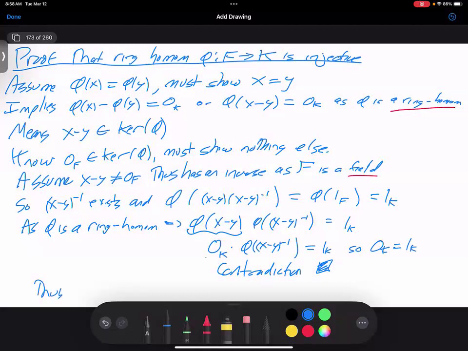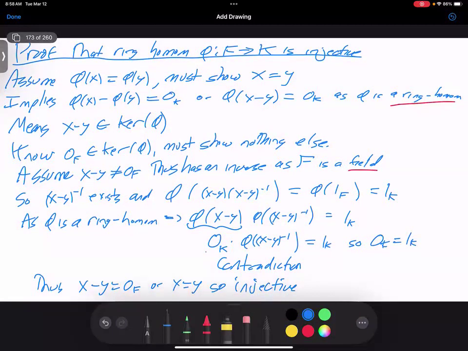Yeah. Thus, x minus y is the 0 element, or x equals y, so it's injective. And I'll move the proof symbol down a little bit. So this is a nice proof. We're using all the properties of the ring homomorphism. We're using the fact that we have fields.